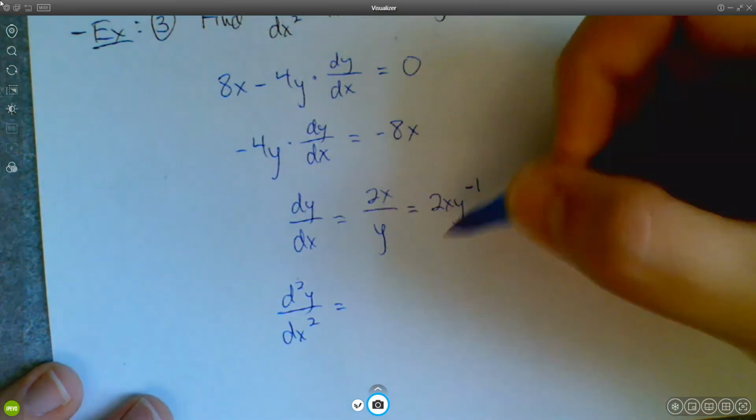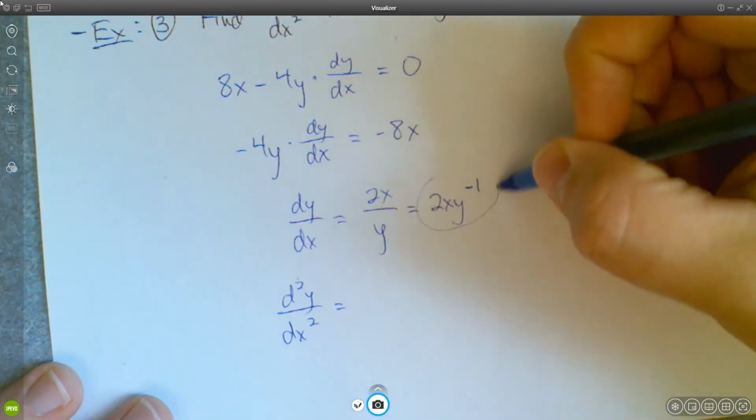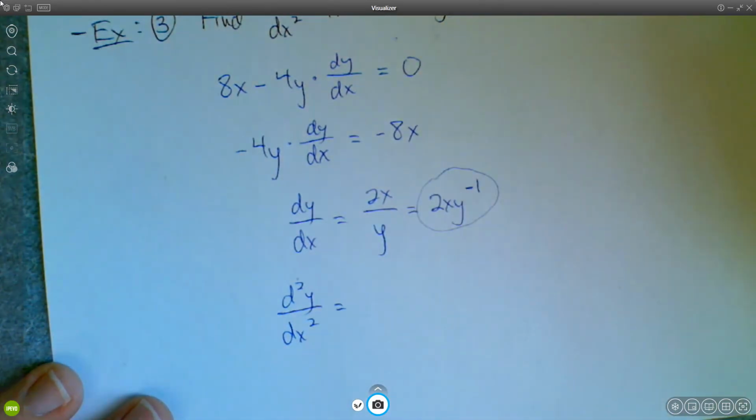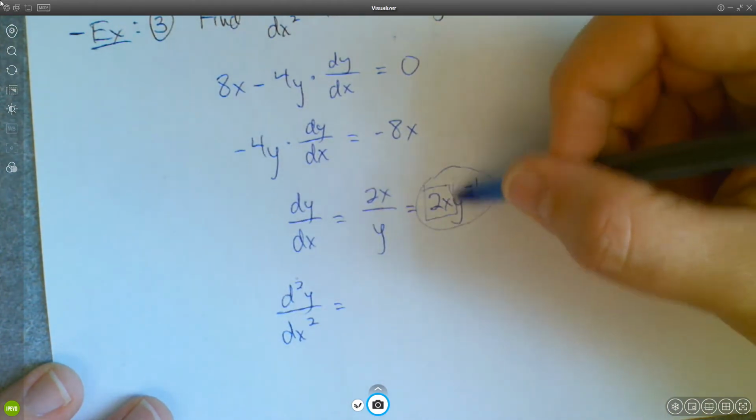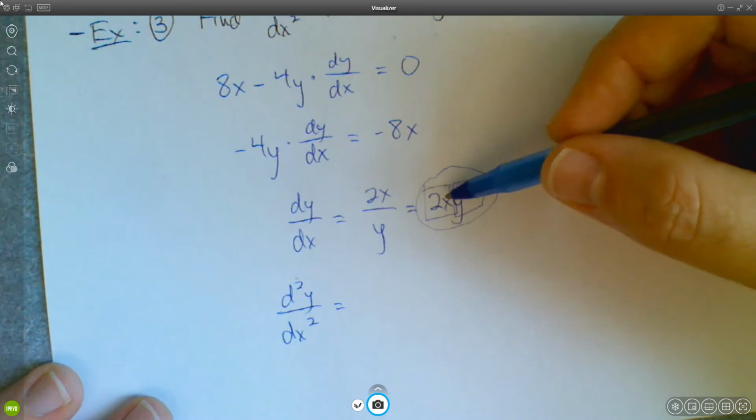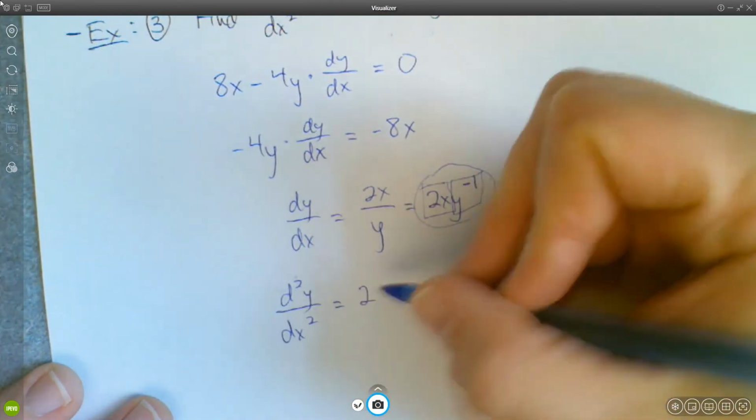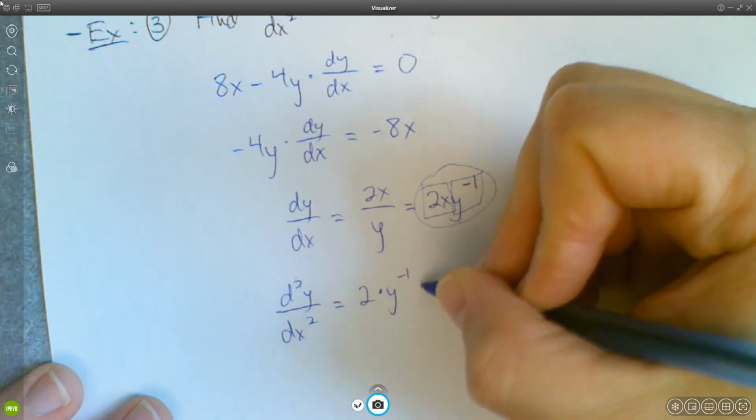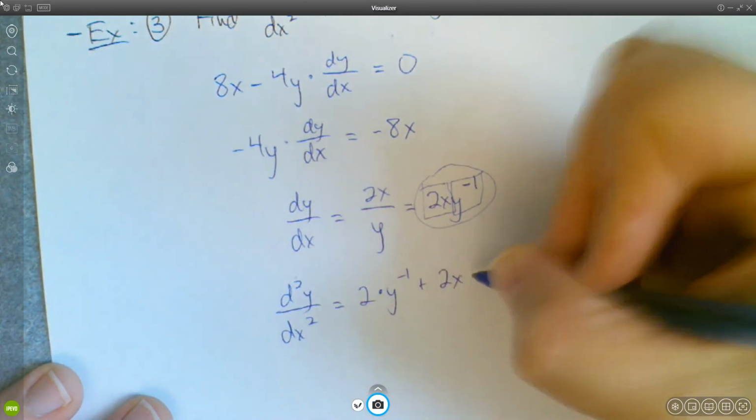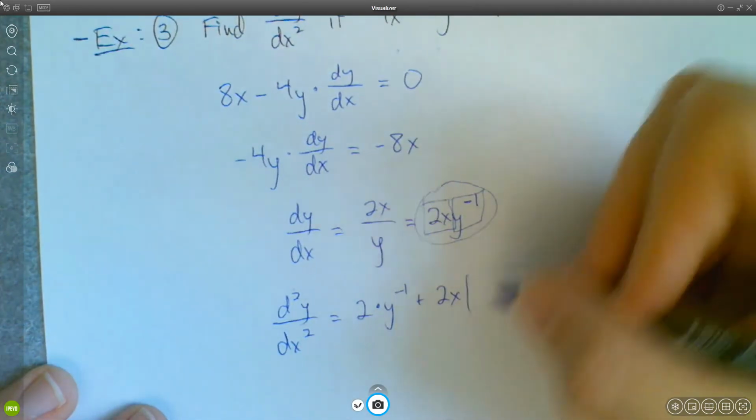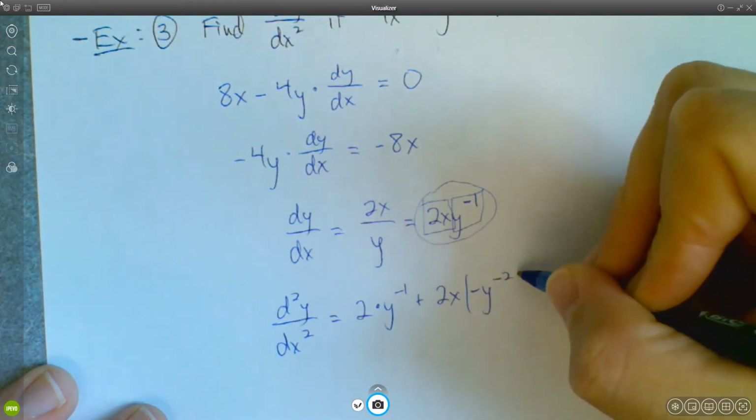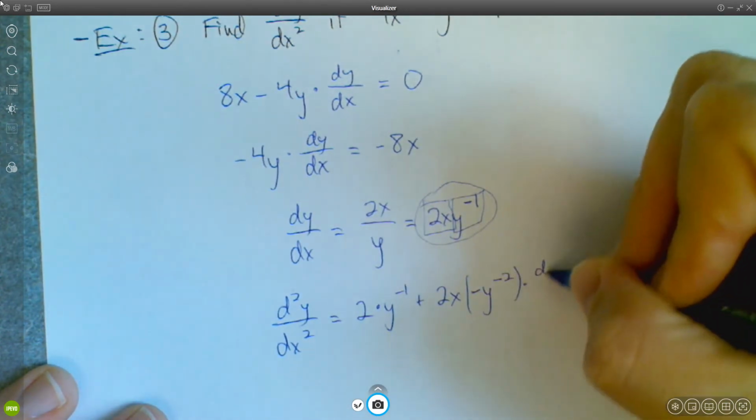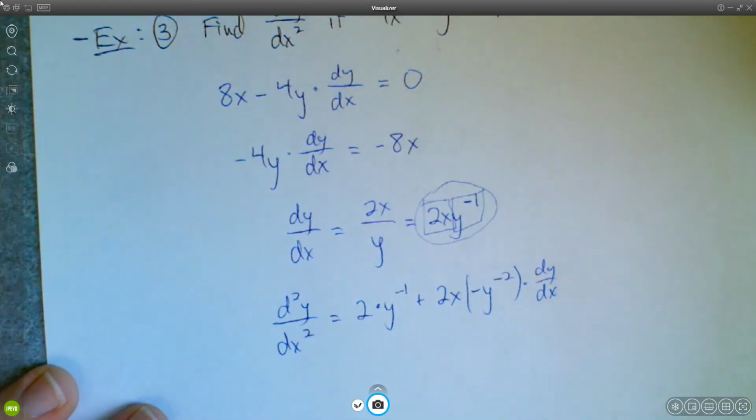So let's see. I'm going to think of it like product rule. I'm thinking of 2x as my first function, and then y to the negative 1 is my second function. So it's going to be the derivative of the first times the second, plus the first times the derivative of the second. The derivative of the second is going to be negative y to the negative 2 times dy/dx, because of the chain rule. Okay?